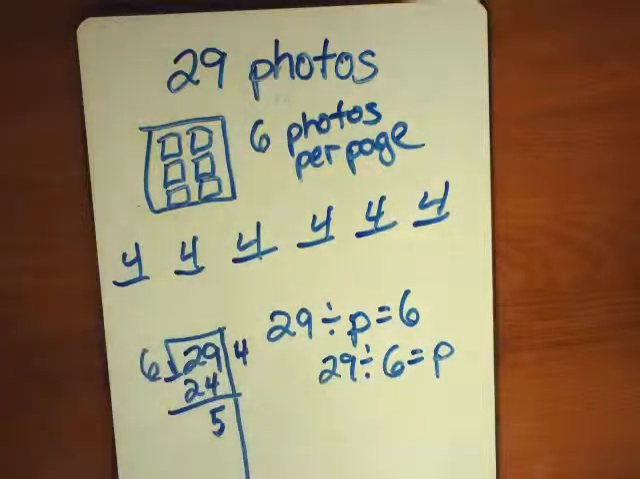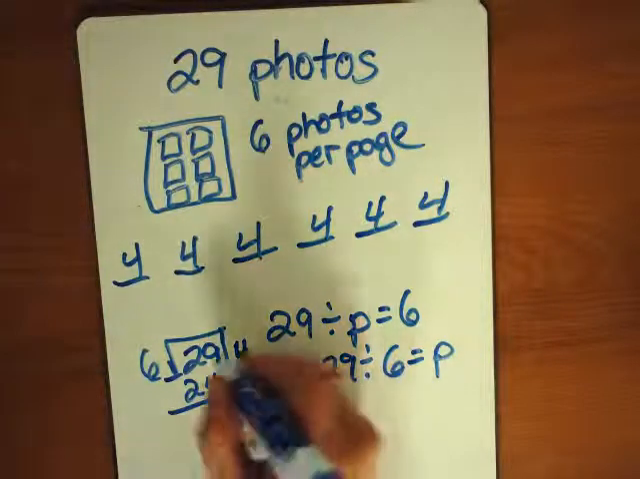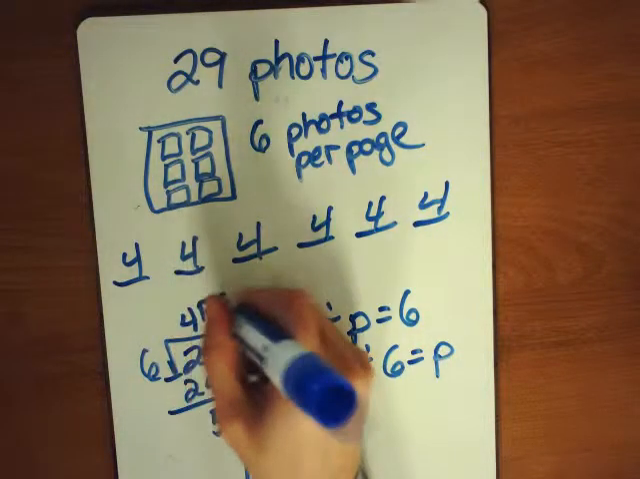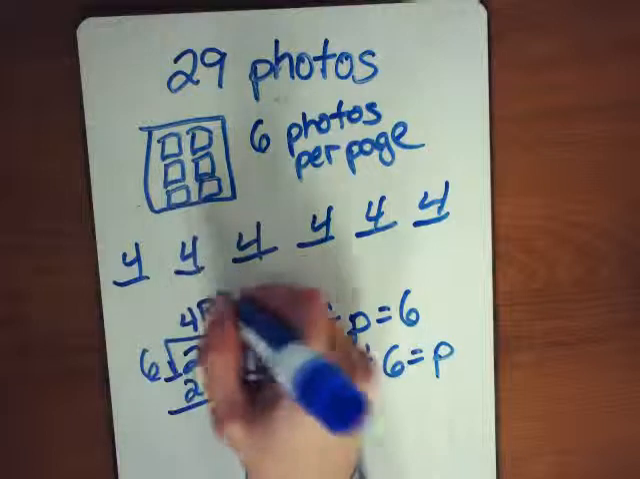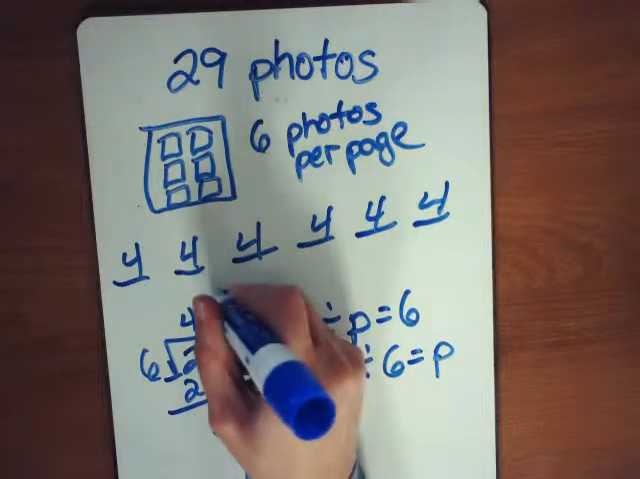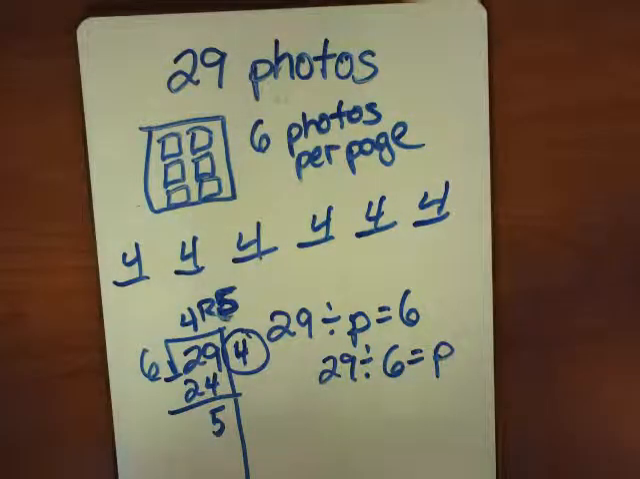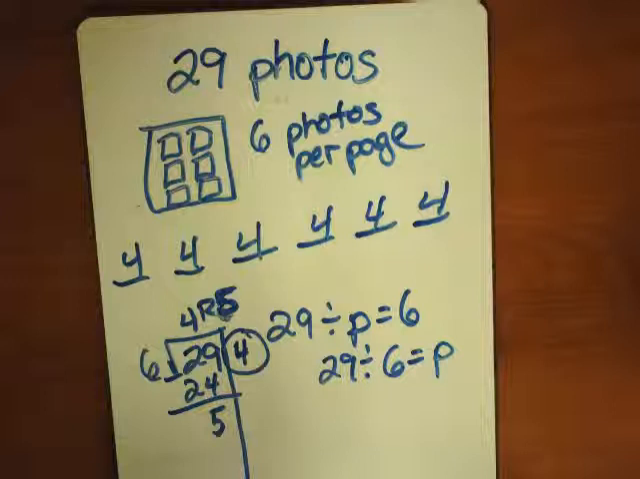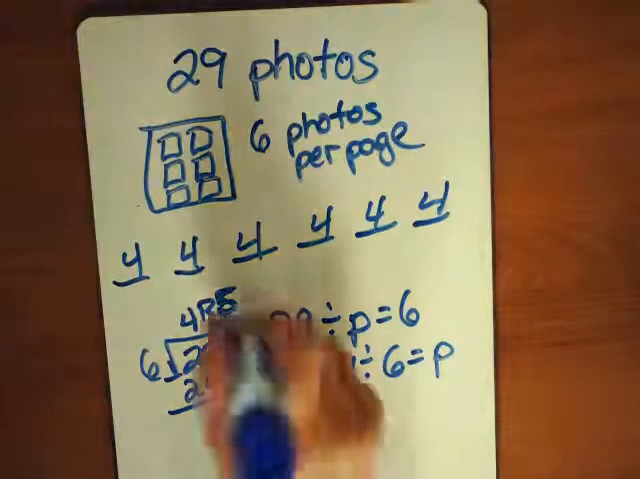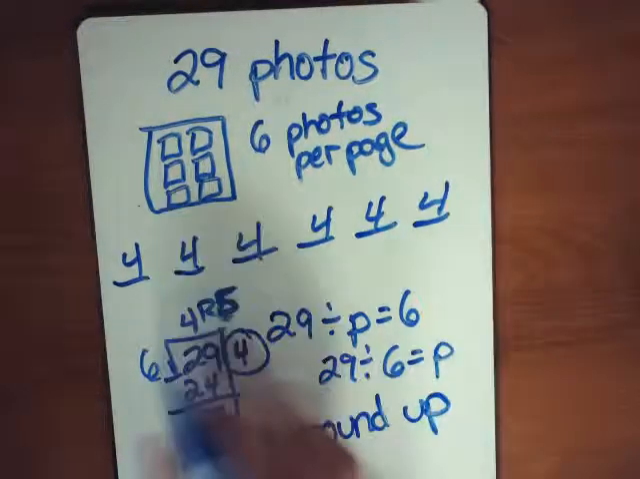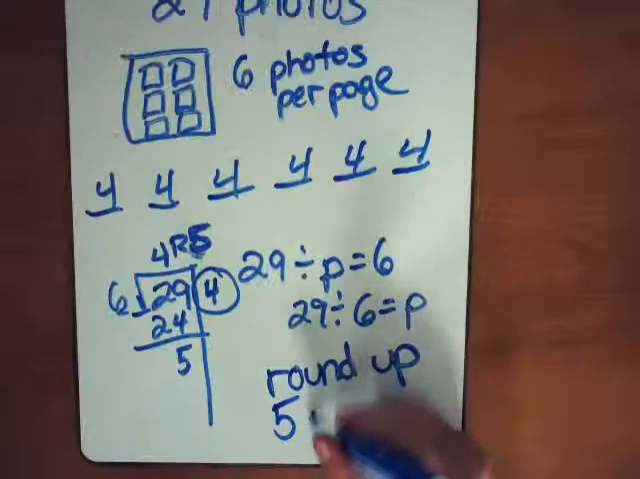Can't break that up anymore. So I've got a total of 4 with a remainder of 5 right here. 4 total pages, but I still have 5 photographs left over right there. Am I just going to throw those photos away and ignore it? Am I going to break those photos up into thirds or sixths or fifths? No. So in this case, I'd need a whole other page for this. So I would round up, and I would need a total of 5 pages.